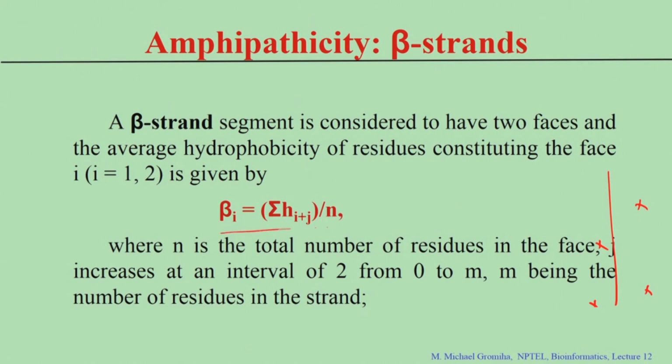So, in this case you can calculate beta I, this is the summation of h I plus j divided by n, where these are intervals of 2. For the helix we have an interval of 4, in the beta sheet an interval of 2, up to m, where m is the number of residues in each strand. So, beta I is equal to sigma h I plus j divided by n, where n is the number of residues in each phase, either here or here.